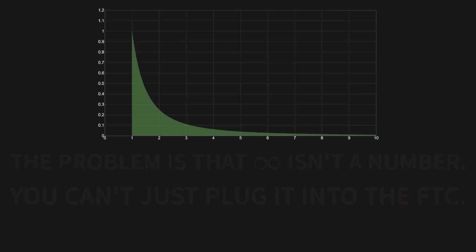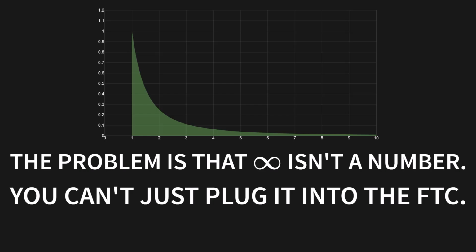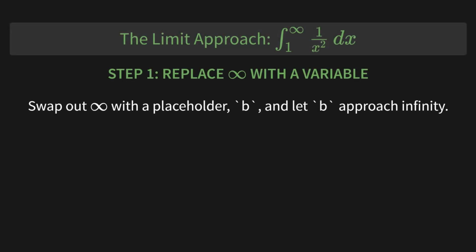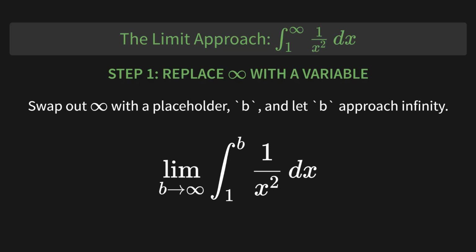Here's the problem. Infinity isn't a number. You can't just plug it into the fundamental theorem of calculus. So we have to be clever. We're going to sneak up on infinity using a limit. Here's the approach for the integral from 1 to infinity of 1 over x squared dx. Step 1. Replace infinity with a variable. We'll just swap out infinity with a placeholder. We'll call it b, and then let b approach infinity. So we have the limit as b approaches infinity of the integral from 1 to b of 1 over x squared dx.